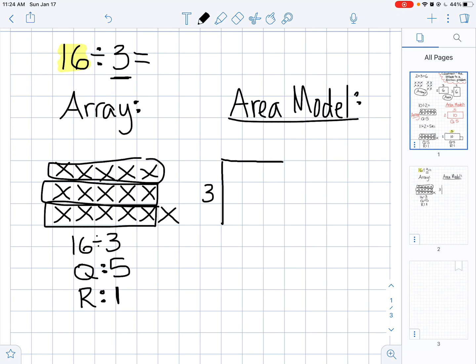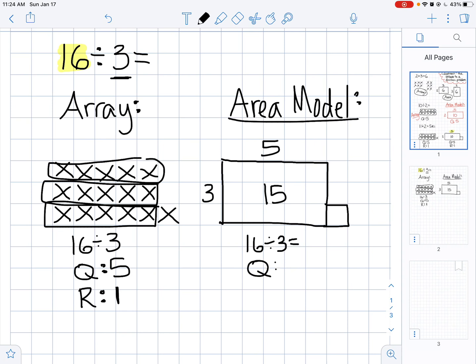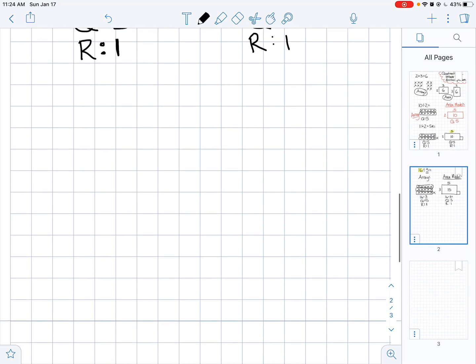So then I can go 1, 2, 3, 4, 5. I can label my inside as 15. That's my area in here. But that's not enough. I need 16, so here's my extra one. So 16 divided by 3 gives me a quotient of 5 and a remainder of 1 left over. Okay? Does everybody see how that kind of works? I'll give you one more example.